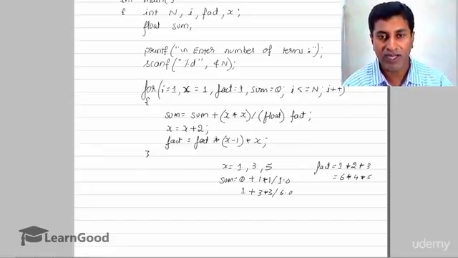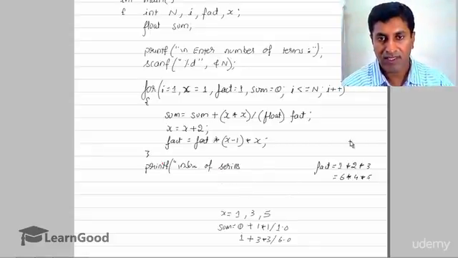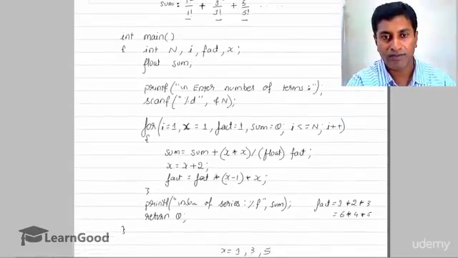When you come out of the loop, you have to display the sum. So you can give a printf, sum of series is equals to percentage f, and then here return 0, then close this. This is a program to find the sum of series. So let's see the output in the code block.